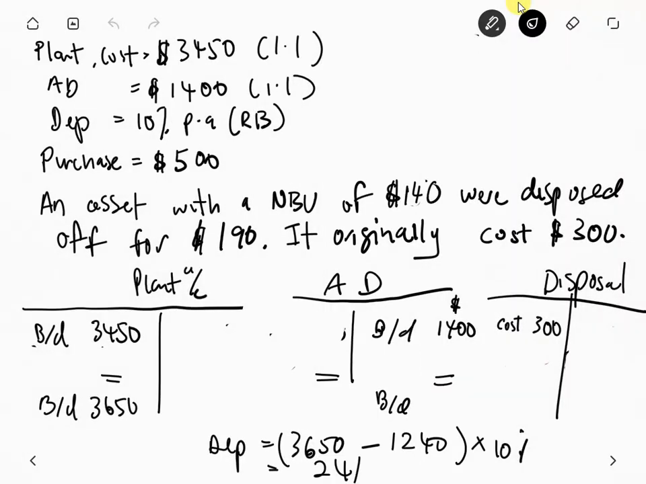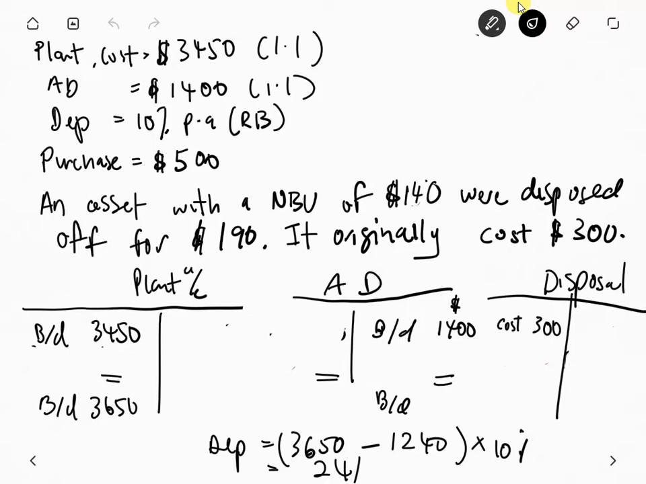Plant 3450, many assets. Accumulated also many. Depreciation will be 10% per annum, reducing balance. Purchase additional asset 500. An asset with a net book value of 14 were disposed of for 19. Net book value 14, sell it for 19. One asset, an asset. It originally cost 300. So we have a purchase, we have disposal, we must record also depreciation. Buy, sell, then only we depreciate.